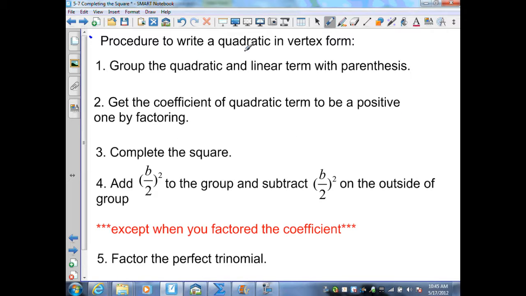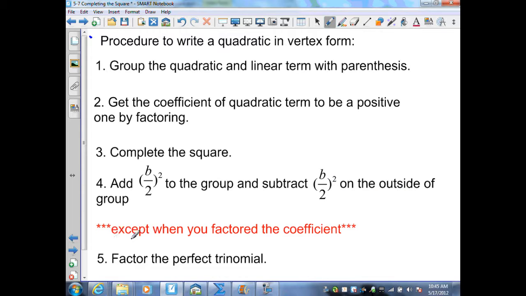Let's look at the procedure to write a quadratic in vertex form. 1, I want to group the quadratic and linear term with parentheses. 2, I want to get the coefficient of the quadratic term to be a positive 1 by factoring. Number 3, I want to complete the square. Number 4, I want to add b over 2 squared to the group and subtract b over 2 squared on the outside of the group.